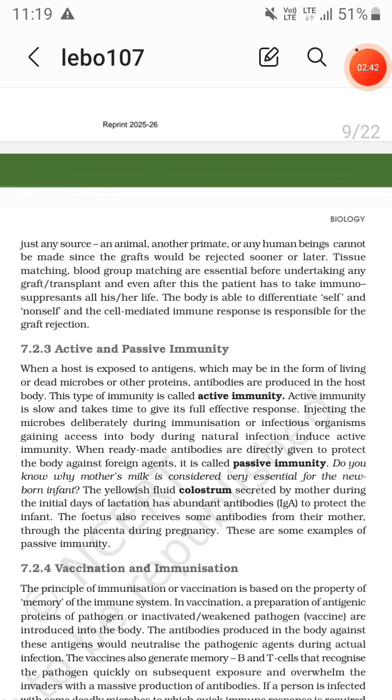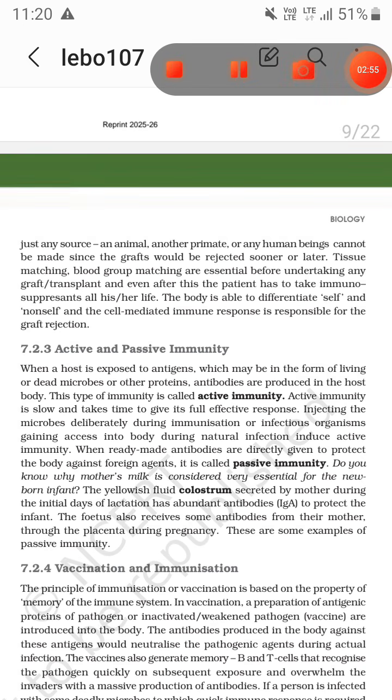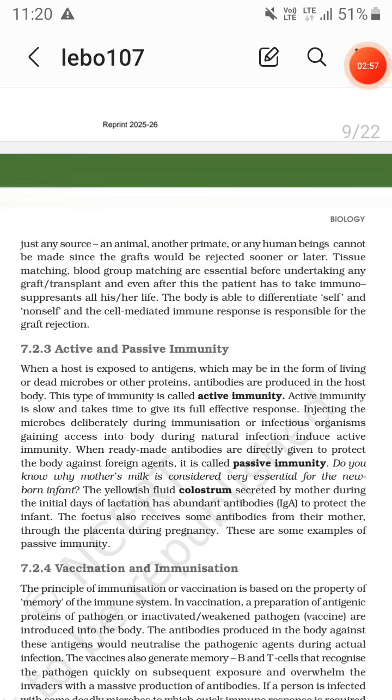Active immunity is slow and takes time to give its full effective response. When a host is exposed to antigens, which may be in the form of living or dead microbes or other proteins, antibodies are produced in the host body. So this is the active immunity.